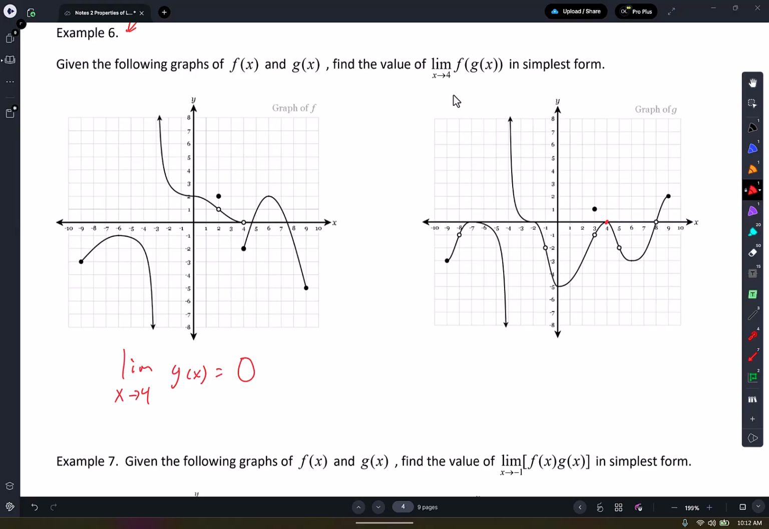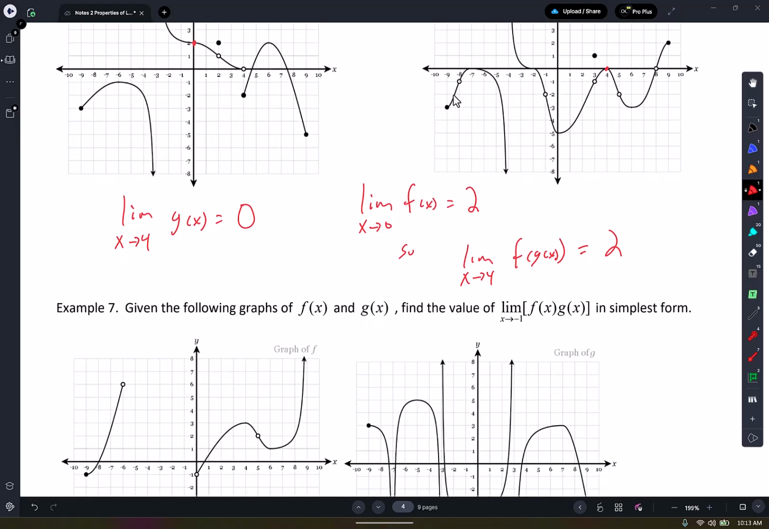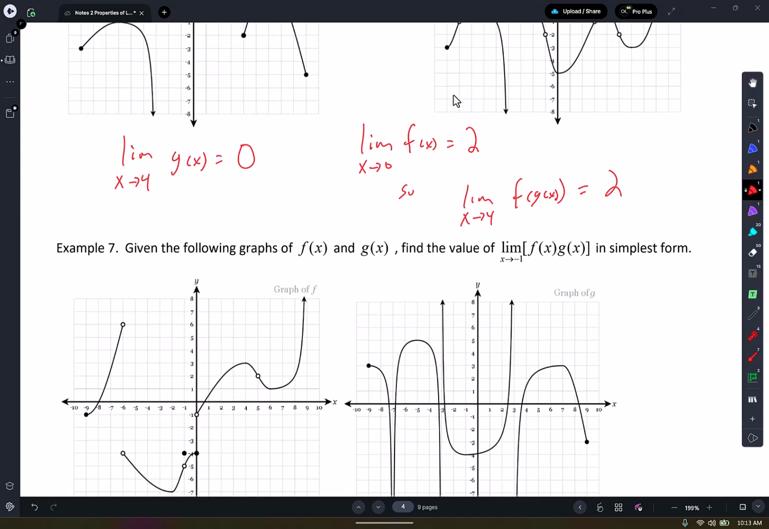So now that I got that limit is 0, I'm going to go limit as x approaches 0 of f of x. So if I approach 0 of f of x is the one on the left, what do we get? Yeah, I heard someone say it too. So there it is. So limit as x approaches 4 for f of g of x is nothing more than 2. There you go, guys. You did it. Okay, I'll stop this.